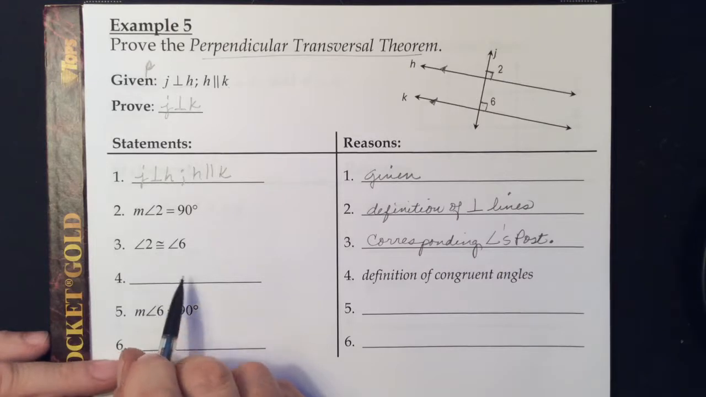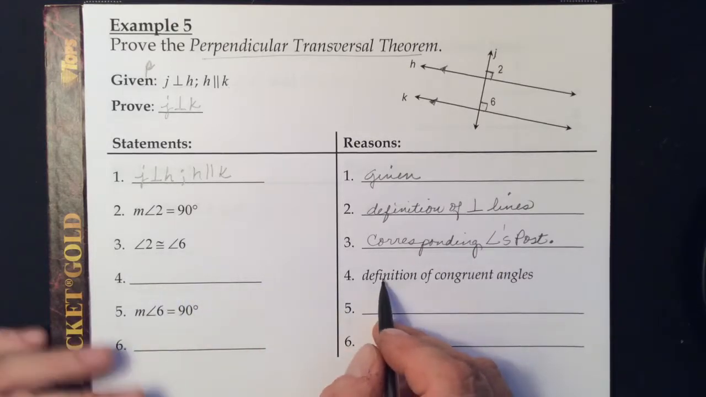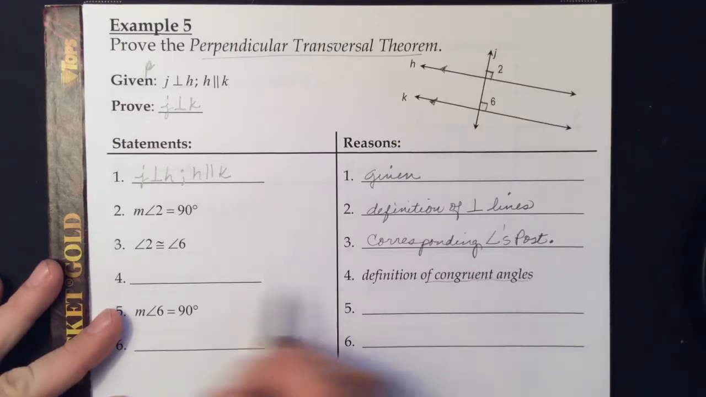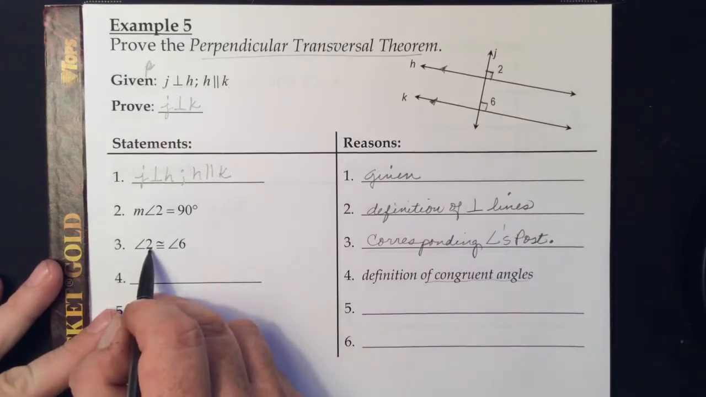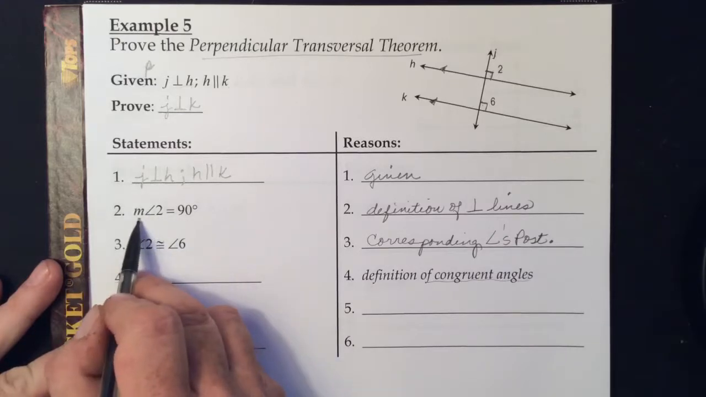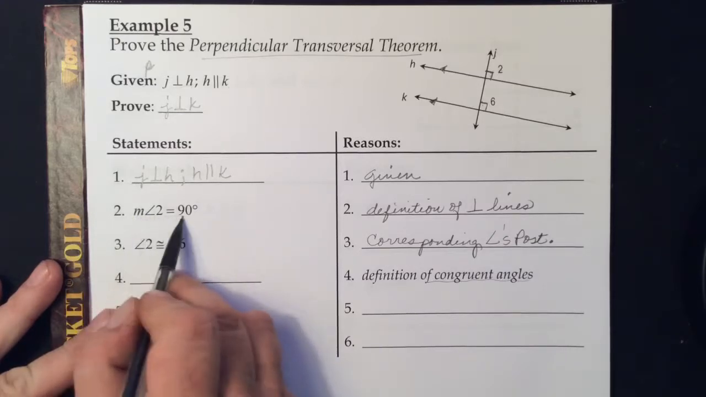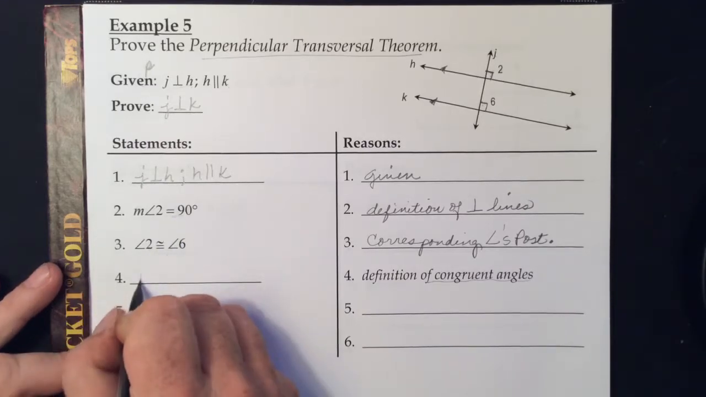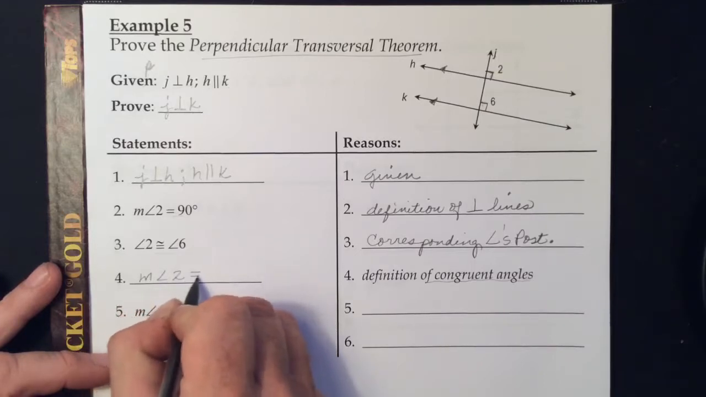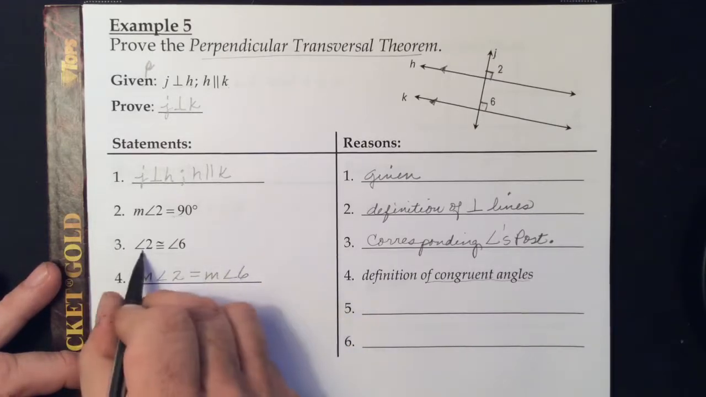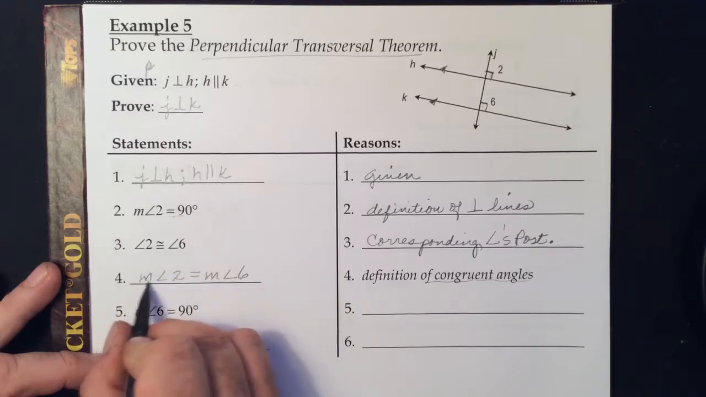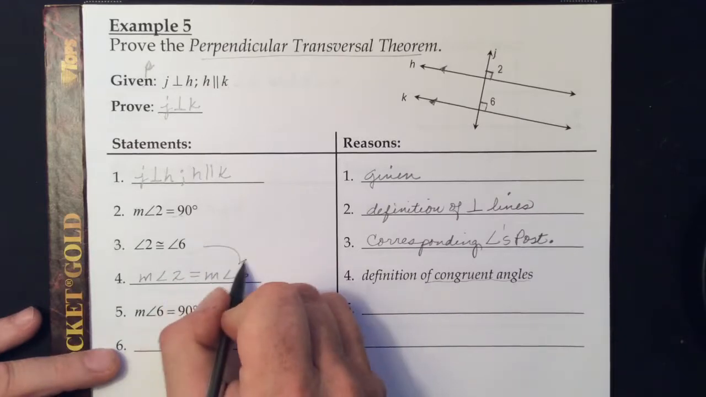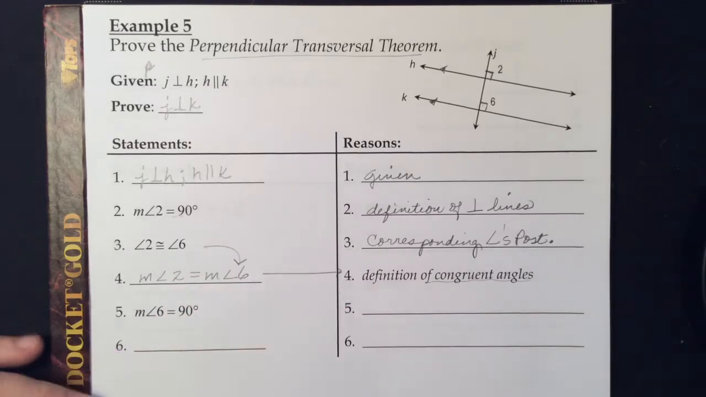And 4, the reason for this next statement is the definition of congruent angles. Well, the previous statement we just had was angle 2 is congruent to angle 6, and this is already in terms of measurements and equality. So it looks like they're trying to get us to change this to this. If two angles are congruent, then their measures are equal. Definition of congruent angles. So from here to here, we got that.